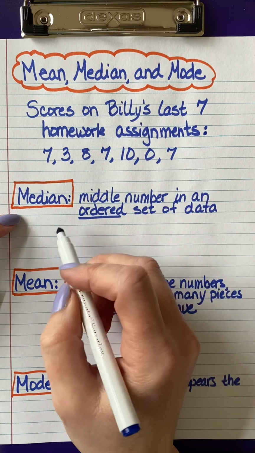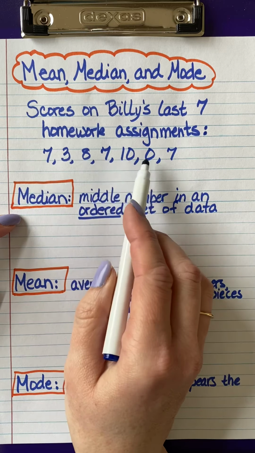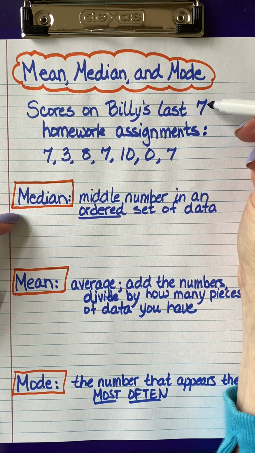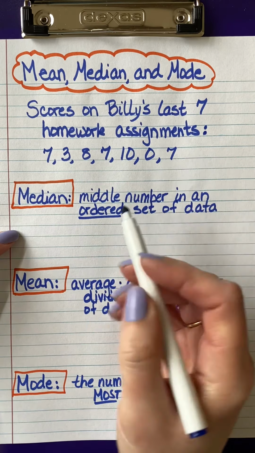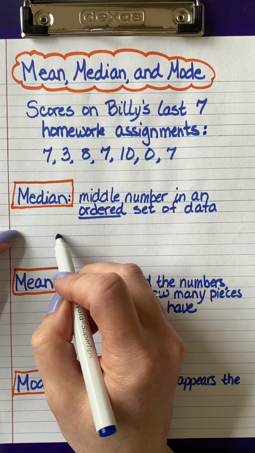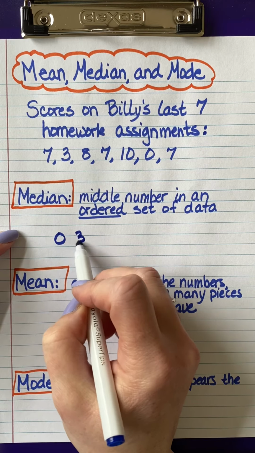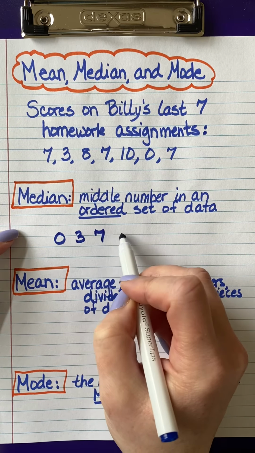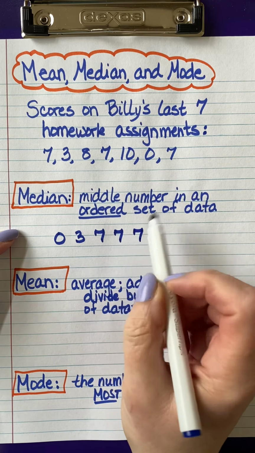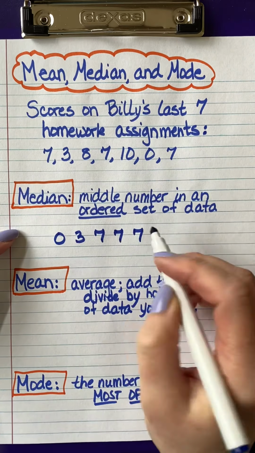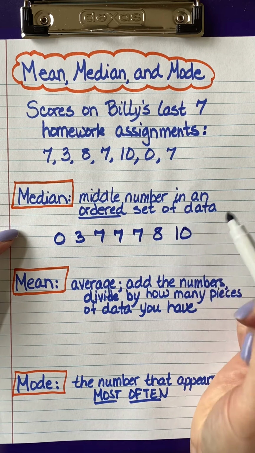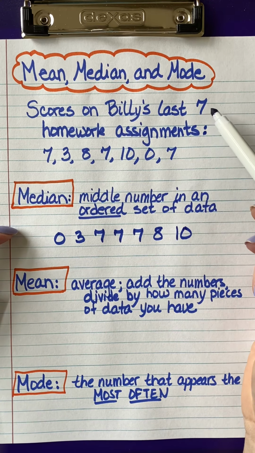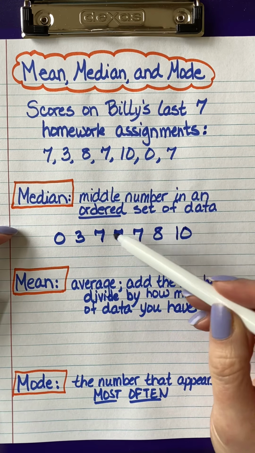So I'm going to go up here to my list. I have 1, 2, 3, 4, 5, 6, 7 homework assignments. So I need to list those 7 numbers from smallest to largest. So we have that oopsie-cadoodle first, and then we have a 3, and then we have 3 7s. 1, 2, 3. We have an 8, and we have a 10. Now, when I do that, I always go through and make sure, did I indeed get 7 written down? 1, 2, 3, 4, 5, 6, 7.